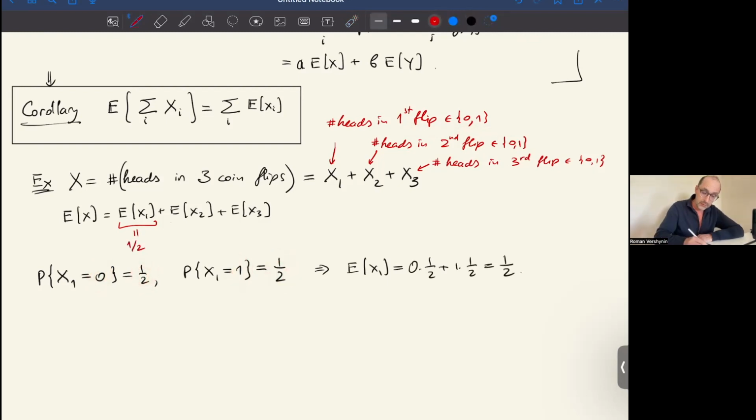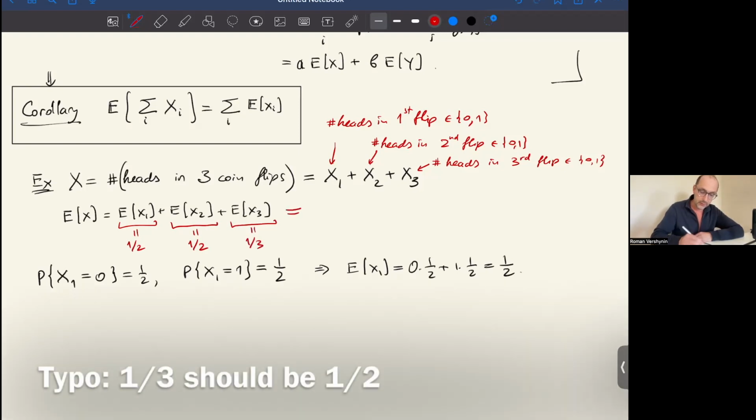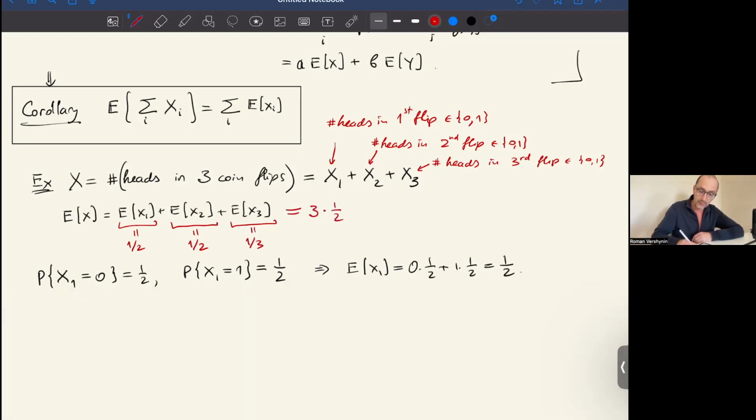Similarly, you compute the expected value of x2, and it is also 1/2, and the expected value of x3 is also 1/2. So the ultimate result is 3 times 1/2, or 1.5, and that's the answer.